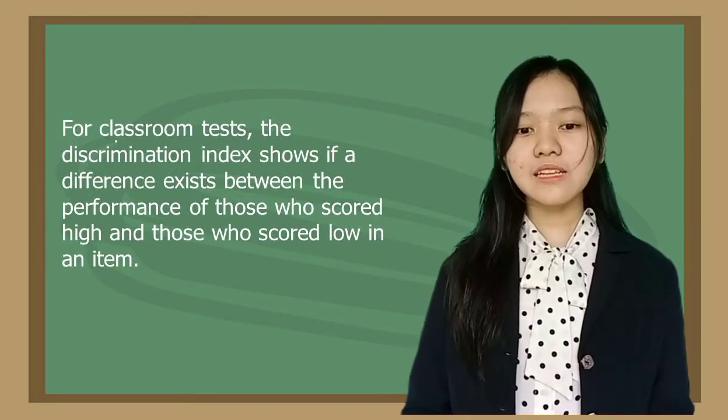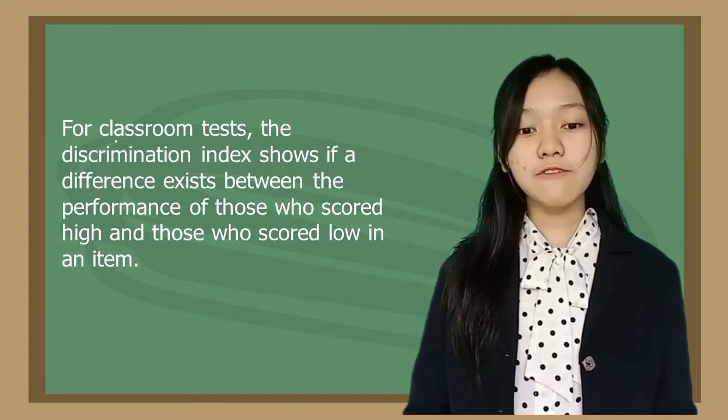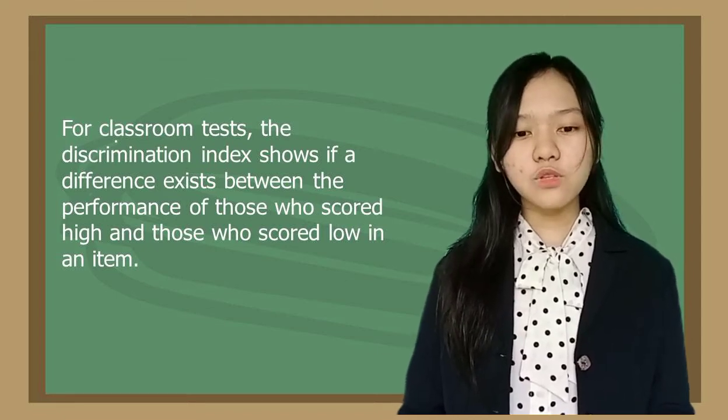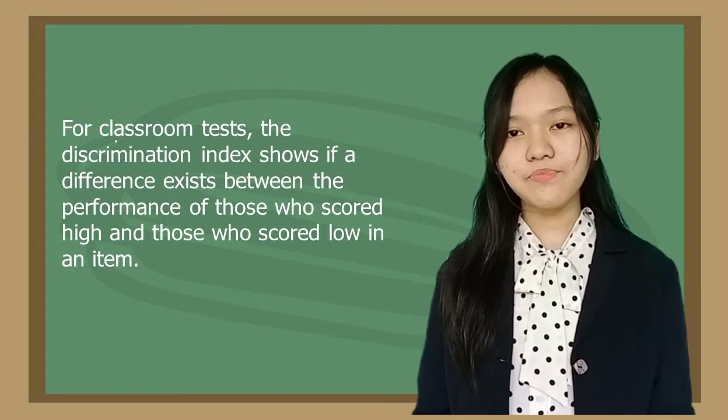For example, in a classroom test, the discrimination index shows if a difference exists between the performance of those who scored high and those who scored low in an item. As a general rule, the higher the discrimination index or D, the more marked the magnitude of the difference is, and thus, the more discriminating the item is. The nature of the difference, however, can take different directions.